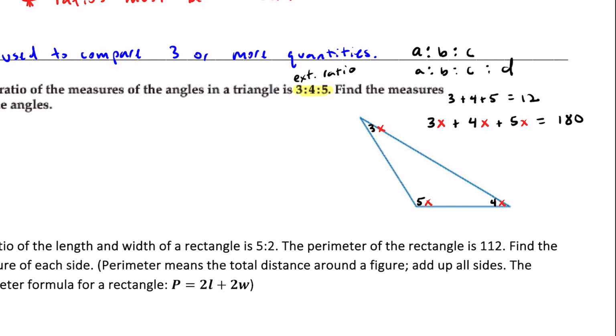So 3x plus 4x plus 5x, if I were to add these numbers, I'm going to get 12. 12 what? 12 x's, which is equal to 180 degrees. Now, I'm going to divide both sides by 12 here because I want to get x by itself. So I'm going to get x equals 15. So x is 15, and what I'm going to do now is I'm going to substitute.